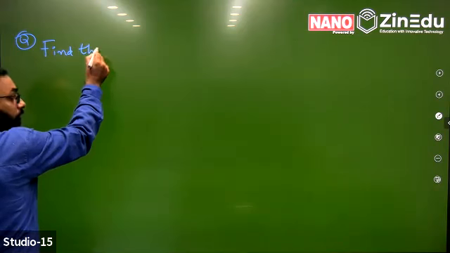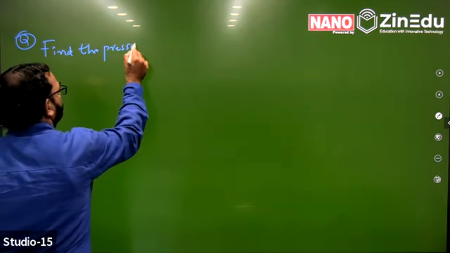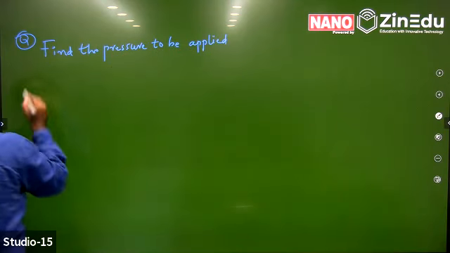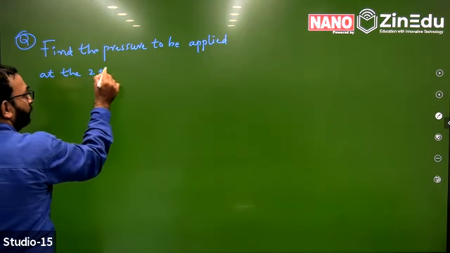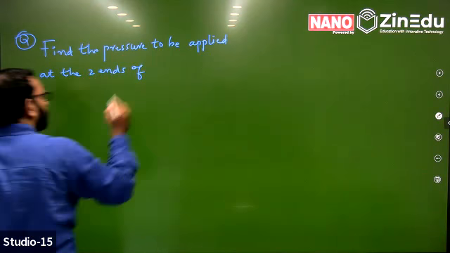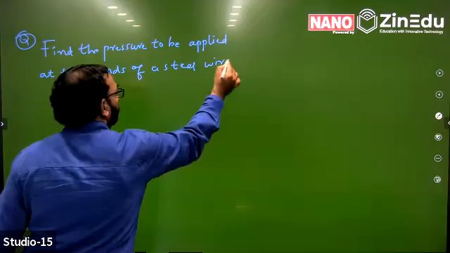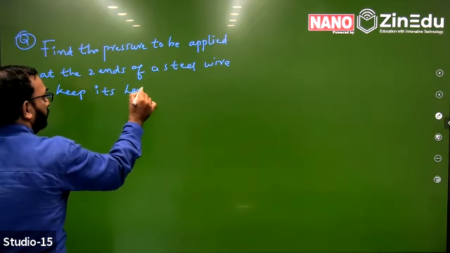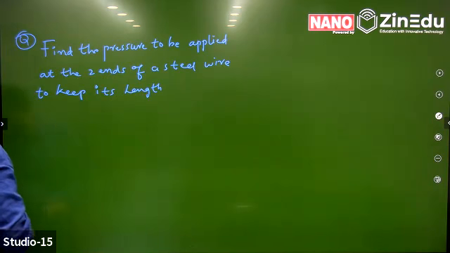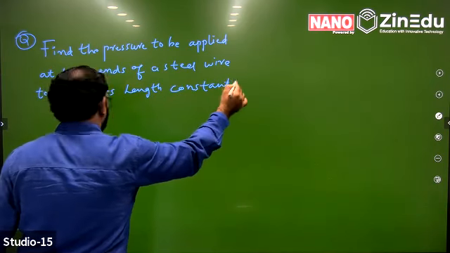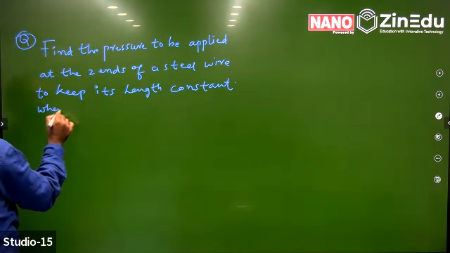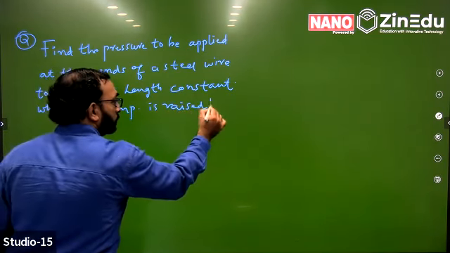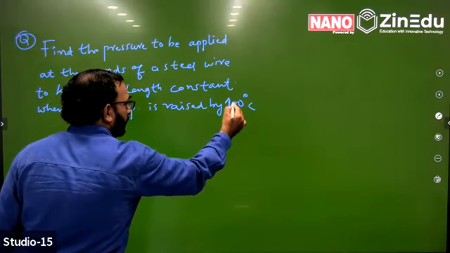Find the pressure to be applied at the two ends of a steel wire to keep its length constant, when the temperature is raised by 100 degrees Celsius.